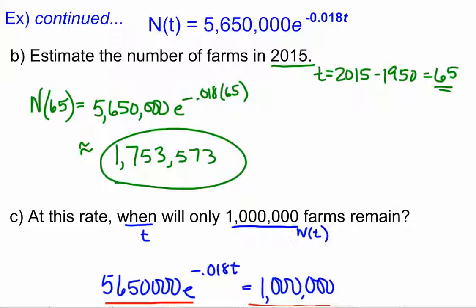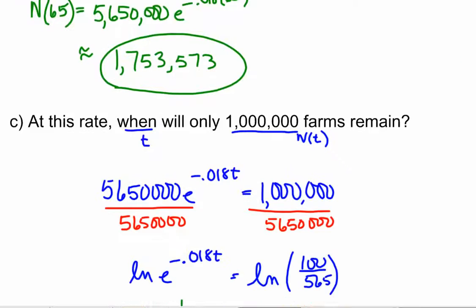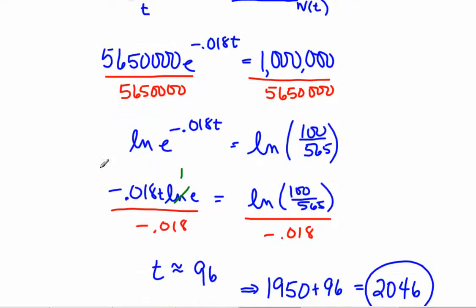Now what about if we want to know when are we only going to have 1,000,000 farms left? If it's declining, when is it going to be that low? Well, they're telling me to find the t, and they're giving me the answer. So they're giving me the answer that I'm expecting for the n of t over here, and we're going to have to find that t. That means I'm going to have to solve another exponential equation.